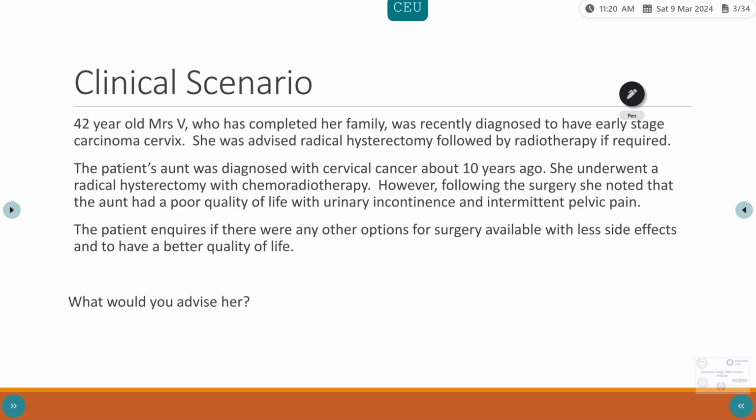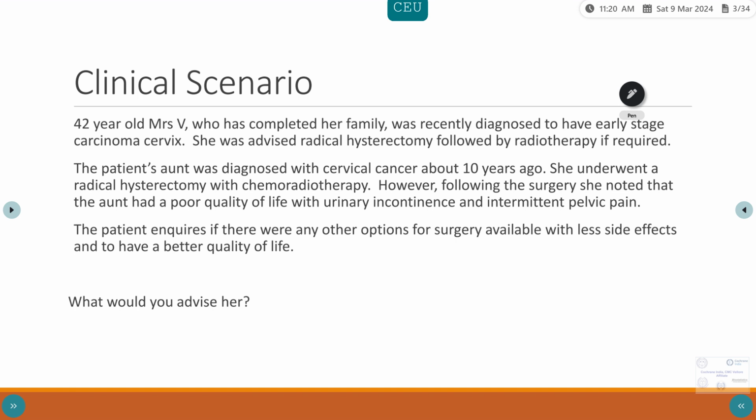So I want to start with the clinical scenario. Here we have a 42-year-old lady, Mrs. V, who has completed her family. She's been recently diagnosed to have early stage carcinoma cervix. So she was advised radical hysterectomy followed by radiotherapy if required by the physicians.